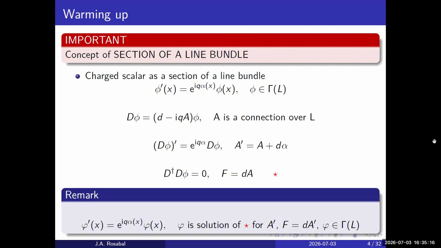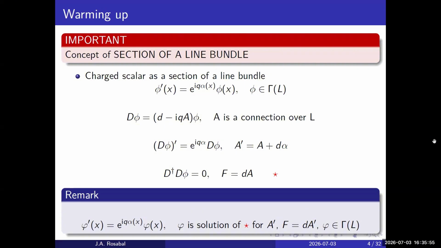However, if we perform a gauge transformation, we see that this scalar transforms with this phase. So the question is, if this field is really a scalar, it should be invariant under any transformation. However, it transforms. It's not a scalar. In this case, it's called a section of a line bundle. This is basically the definition of this kind of object. You perform a transformation, and the transformed field transforms with this phase. Because of this, the object is now a section of a line bundle.